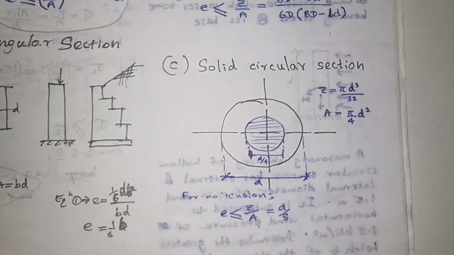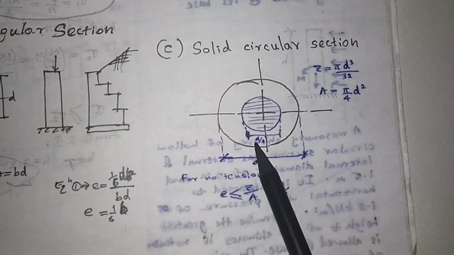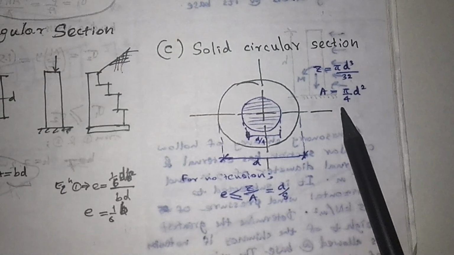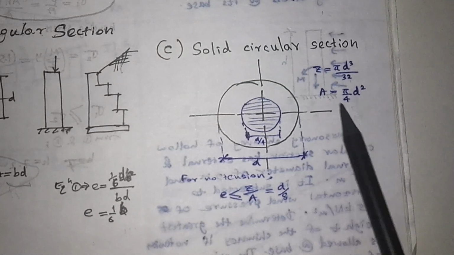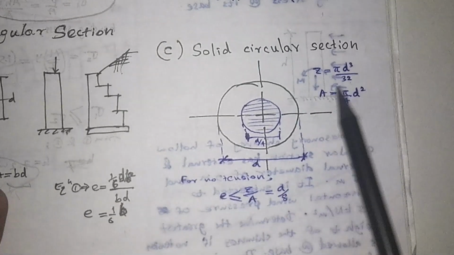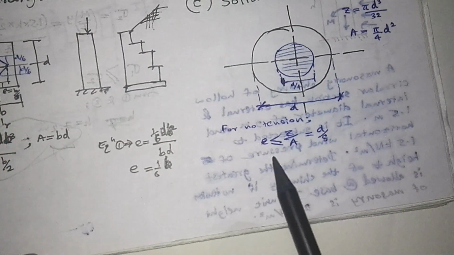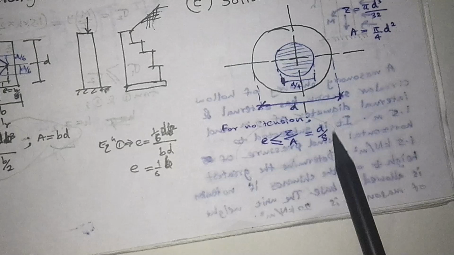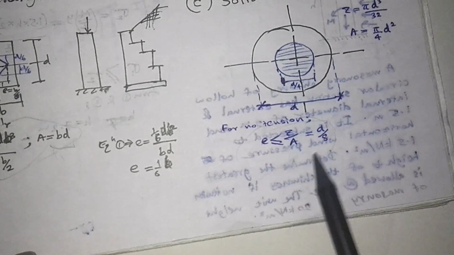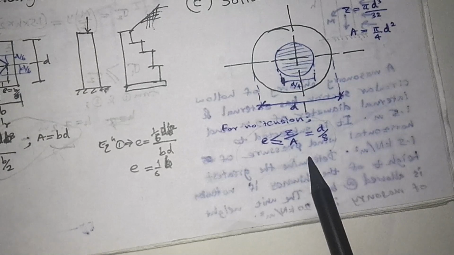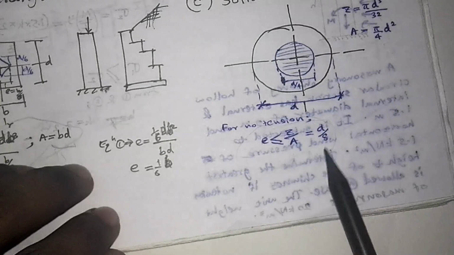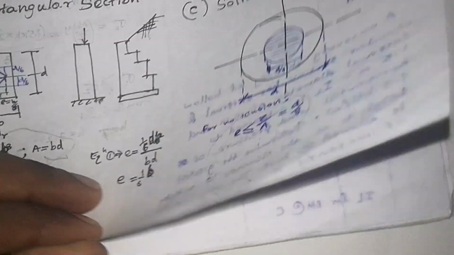When you consider a solid circular section like this, with d and d over 4, then Z can be found as pi d cube over 32. A can be found as pi over 4 d square. By substituting in this formula, you can find a relationship for the eccentricity, that is e less than or equal to d over 8. So for what is this needed? This is for when tensile stress is not permitted. For not permitting the tensile stress, eccentricity should be less than this value. That's what we are finding.